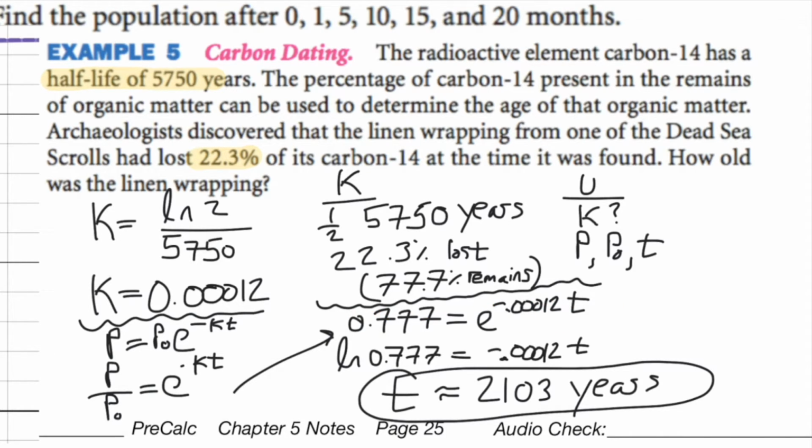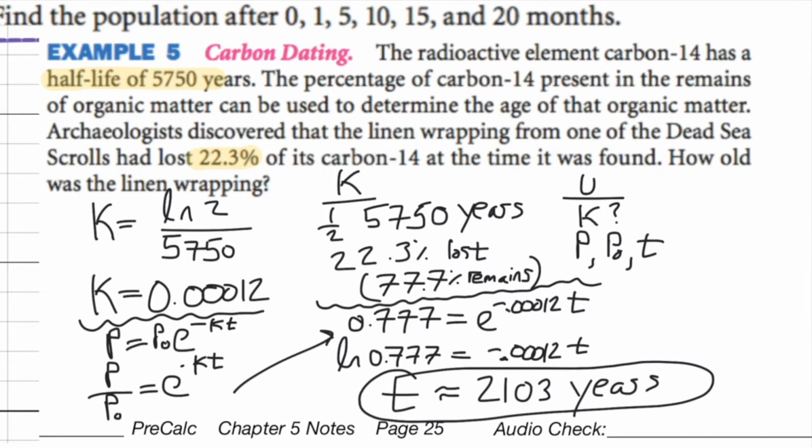You can rewrite this in logarithmic notation. So you might ask, what is the exponent? It's right here, negative 0.00012t. The base is e, and the power is 0.777. Another way to think about this, going from here to here, is that you could also take the log of both sides. The log of this side is this. The log of this side cancels out the e's, and you're just left with the exponent.